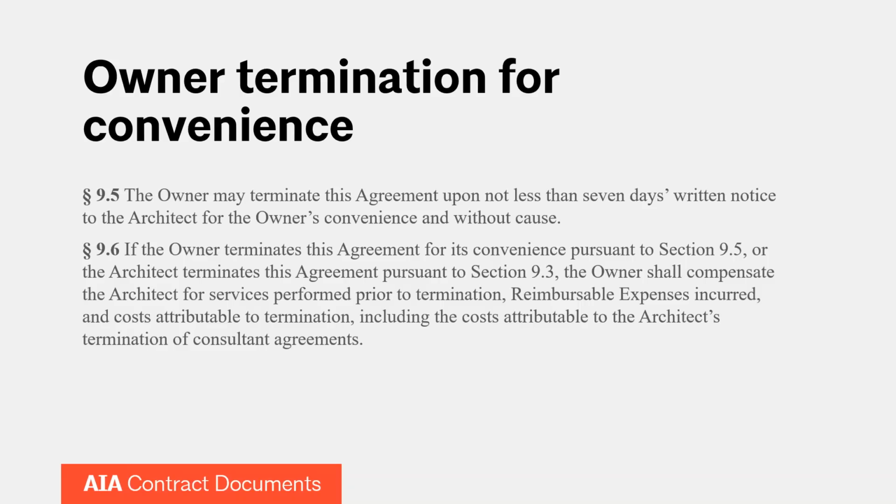If the owner terminates for convenience, then it's still responsible for paying certain costs, and those costs are set forth in sections 9.6 and 9.7. Those are the costs that you would typically think of that would be associated with the termination, even so far as the costs attributable to the architect in having to then turn around and terminate all of its consultant agreements. And you saw similar language when Mike talked about the owner's right to terminate the contractor. The contractor is entitled to similar reimbursement of costs.